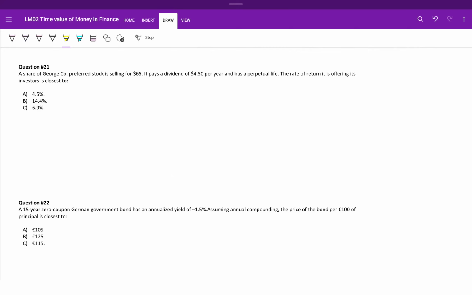Okay, question number 21: a share of George Co. preferred stock is selling at 56. This is the present value. The dividend is 4.5, which is going to be the PMT, and it has a perpetual life. Perpetual life means this is a question where we are going to use the perpetuity. The preferred stock is selling at 65.